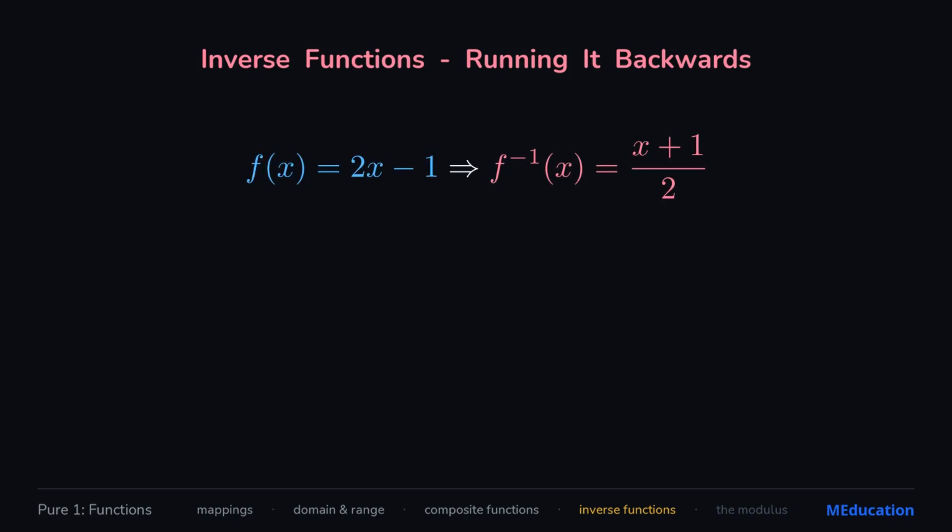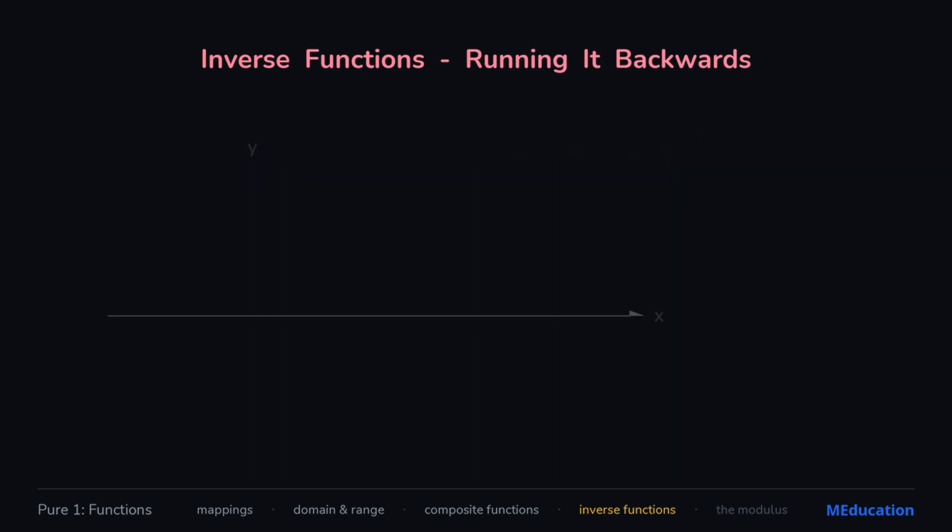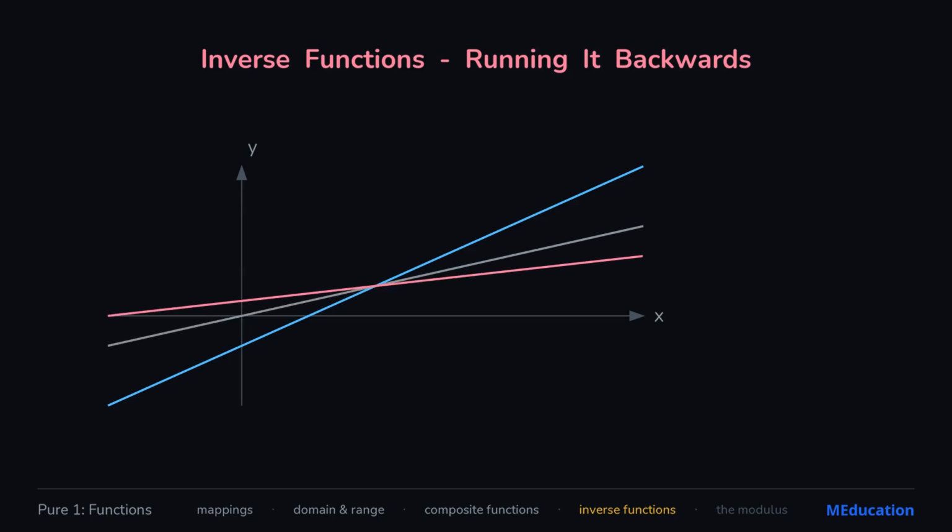The inverse function runs the machine in reverse. If f takes 3 to 7, then f inverse takes 7 straight back to 3. It undoes whatever f did. To find it, we swap the roles of x and y and rearrange to make y the subject again. There is a beautiful picture for this. Plot a function and its inverse together, and each is the mirror image of the other in the line y equals x. Reflecting across that diagonal swaps every input with its output, which is exactly what taking the inverse does.